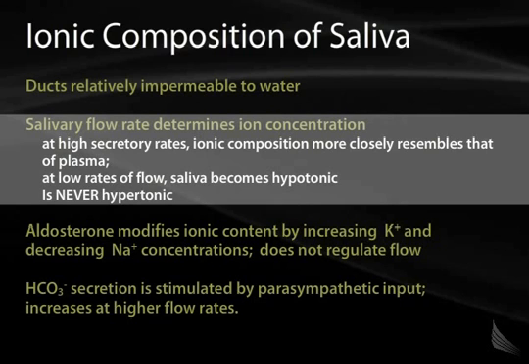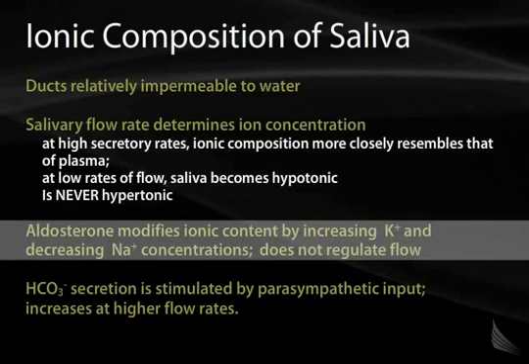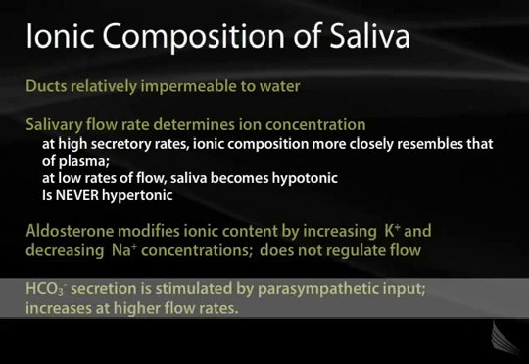At high secretory rates, ionic composition more closely resembles that of plasma, as this is what's present in the acini at the time of secretion. At low rates, saliva becomes more hypotonic. Saliva is never hypertonic. Aldosterone also modifies ionic content by increasing potassium and decreasing sodium concentrations, as it does in the kidney. It does not, however, regulate flow. Bicarbonate secretion is stimulated by parasympathetic input and increases at higher flow rates.